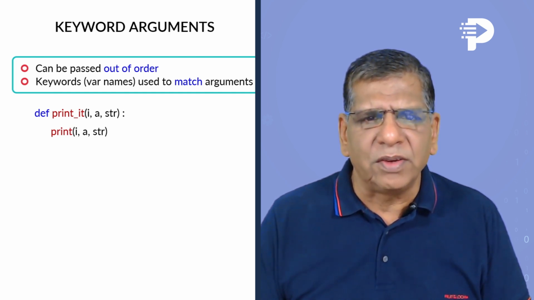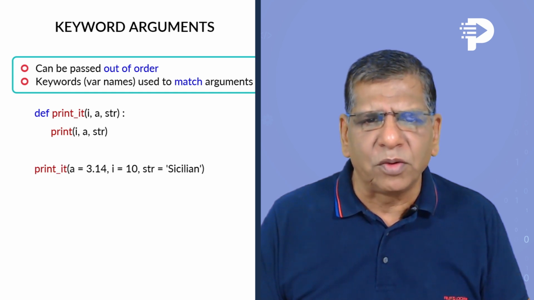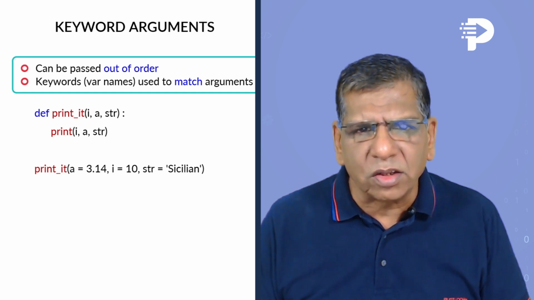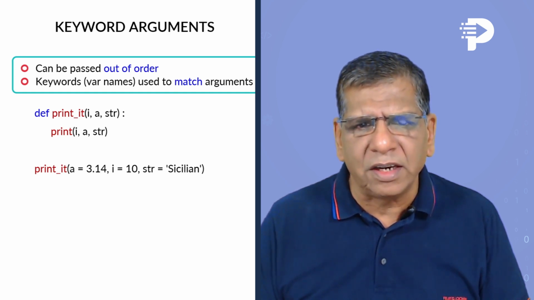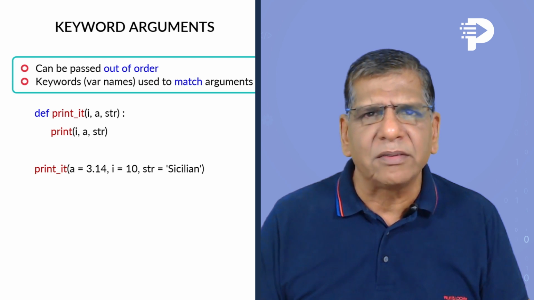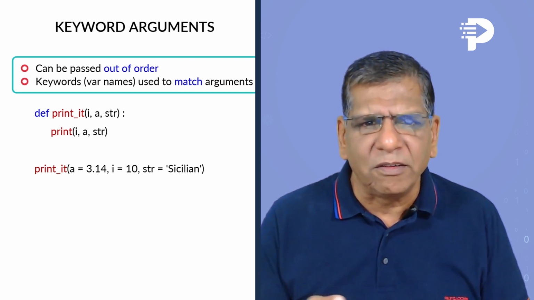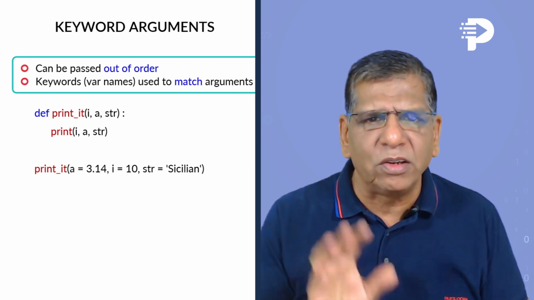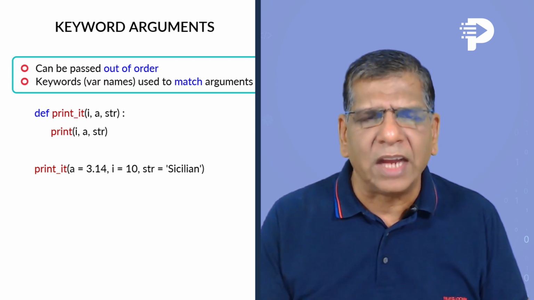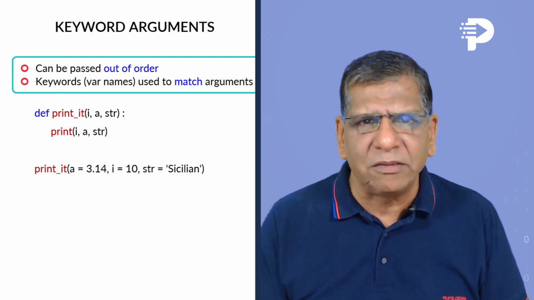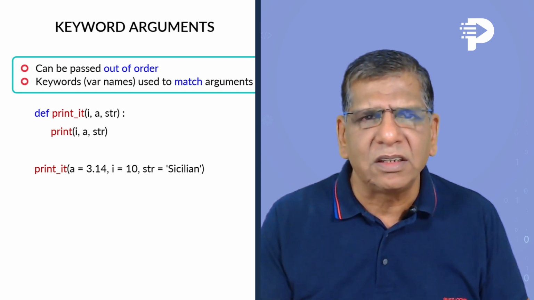Then I call it this way: A equal to 3.14, I equal to 10, str equal to Sicilian. Here the order was I, A, str, whereas here it is A, I and str. But it hardly matters, because we are very clearly indicating that A's value is going to be 3.14, I's value is going to be 10 and str's value is going to be Sicilian. That is why position doesn't matter. We are indicating in which variable name what value should be collected.